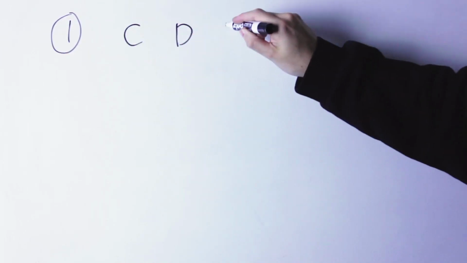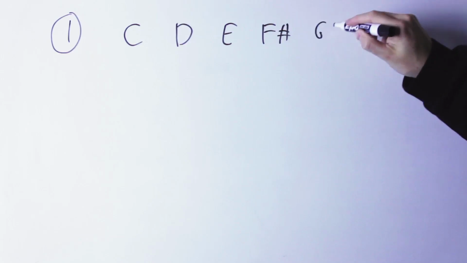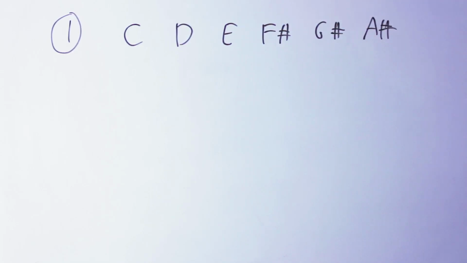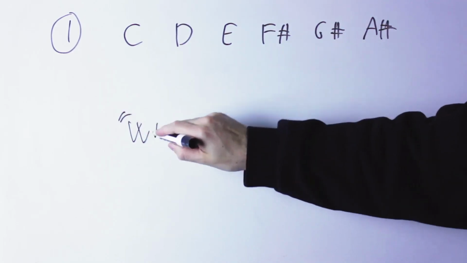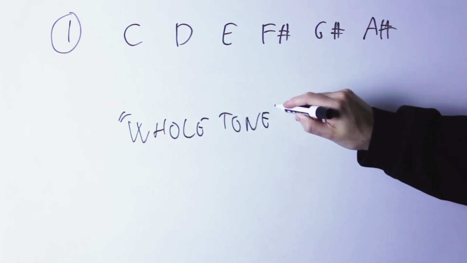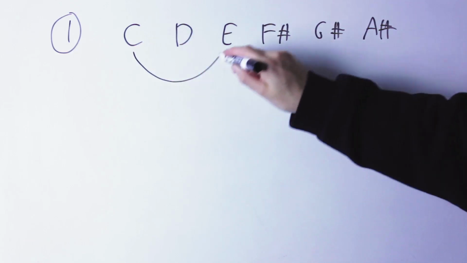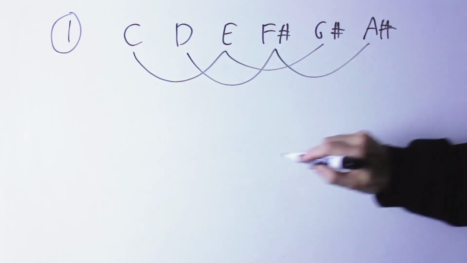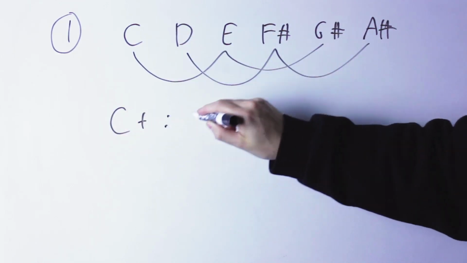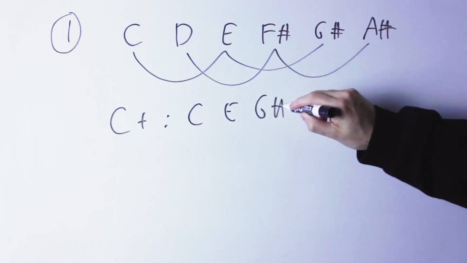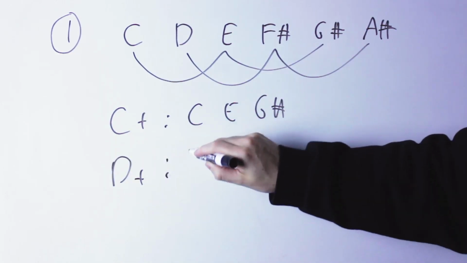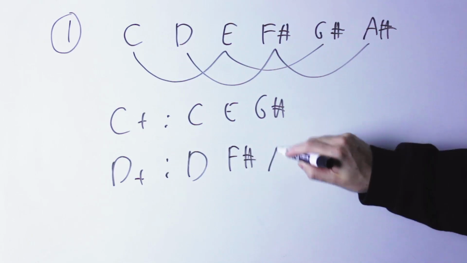The first scale is the scale you get when you have 6 notes and they are all spaced apart a whole step one from each other. So you have C, D, E, F sharp, G sharp, A sharp. Some people call this scale the whole tone scale. Now this scale can be seen as made of two augmented chords a whole step apart. The first chord is C augmented, C, E, G sharp, and the other is D augmented, D, F sharp, A sharp.